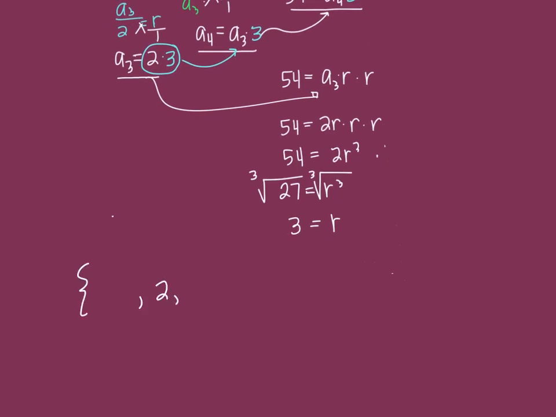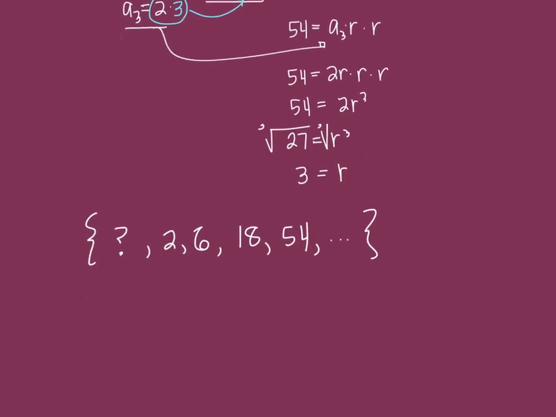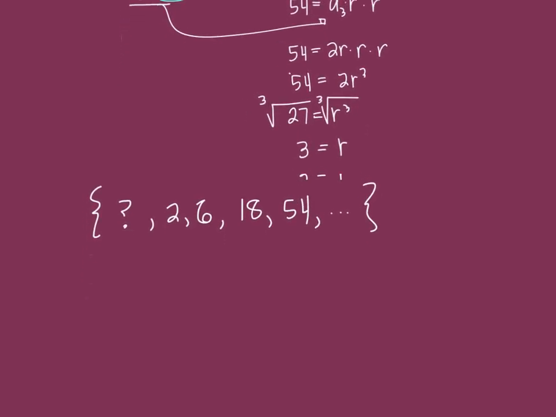We have 2 here. 2 times 3 is 6. 6 times 3 is 18. 18 times that is 54. But I still don't know the first term. But I do know the second term, that final pair. The second term and the first term, instead of putting a question mark, I'm going to put A sub 1.